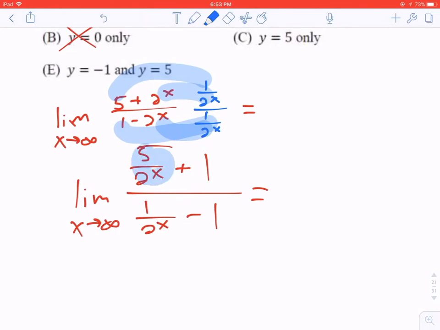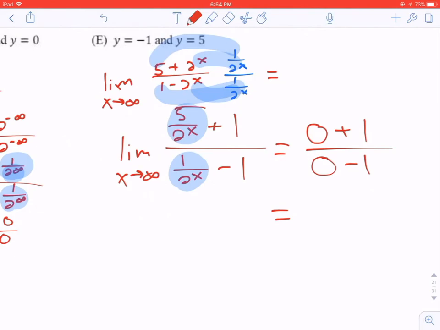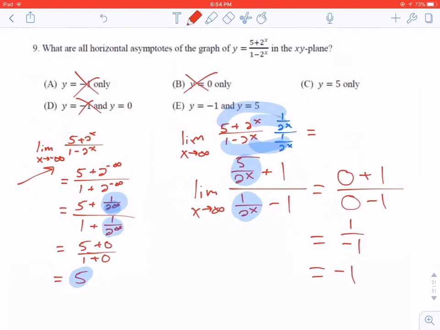Well, what does this fraction approach as x approaches infinity? It approaches 0. 1 approaches 1. It approaches 0 once again because the denominator grows so big that when you divide the number 5 by a huge number, it's getting closer and closer to 0. What does 1 over 2 to the x approach? It also approaches 0. So we end up with 1 over negative 1, which is negative 1. So we found that we had horizontal asymptotes at 5 and negative 1, which is answer E.